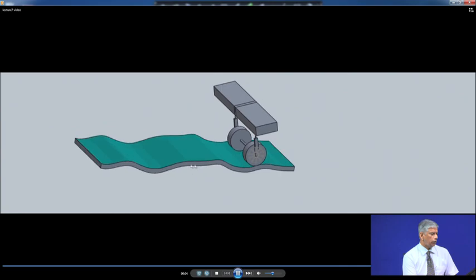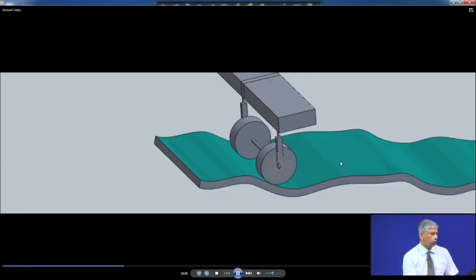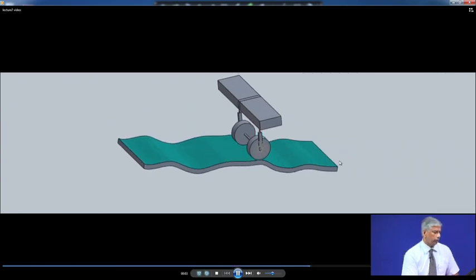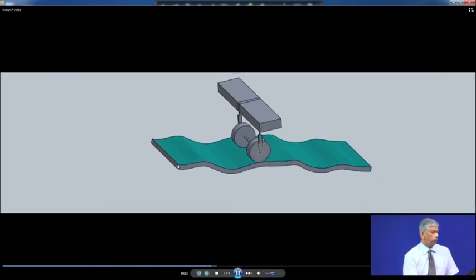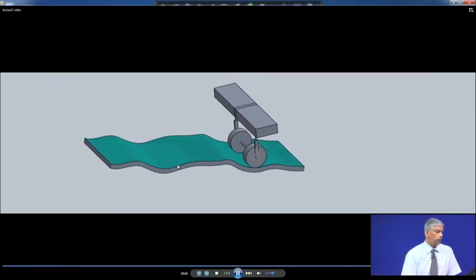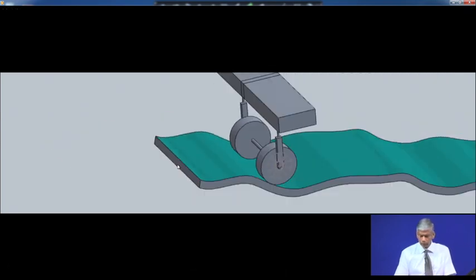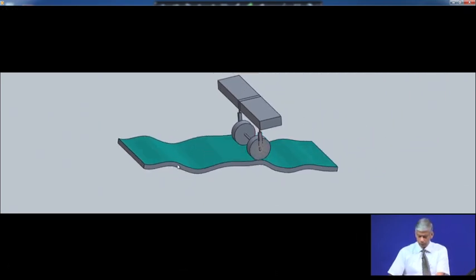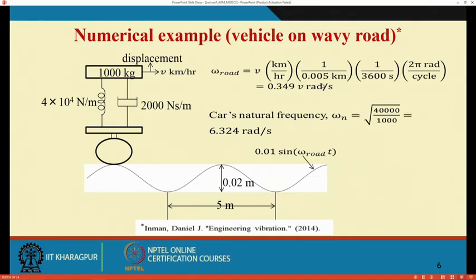So, you could have a different road profile. In this example we have taken a sine wave. It could have been potholes, or it could have been trapezoidal waves. In fact, in actual proving grounds and test tracks, which I will show you, there are many such road scenarios. So, we will continue on this problem.